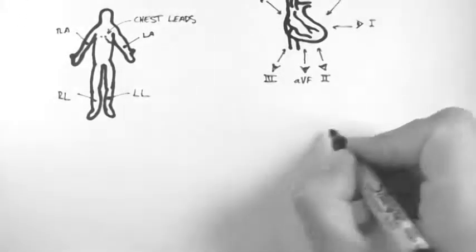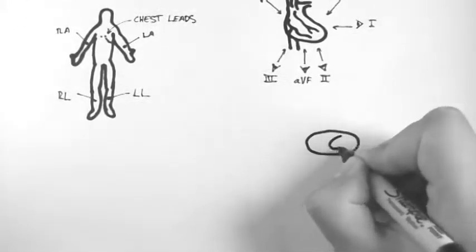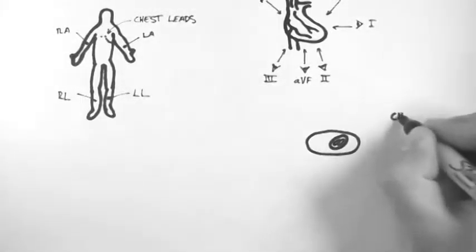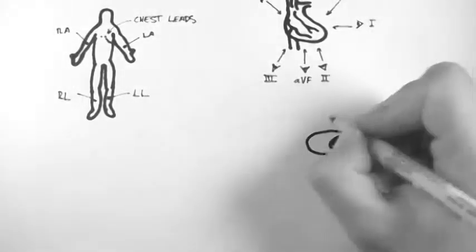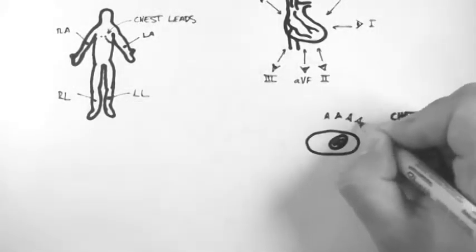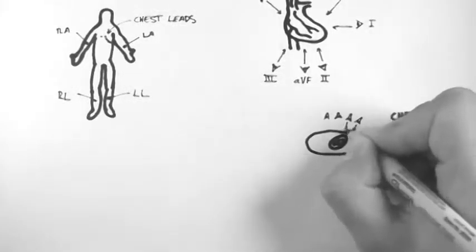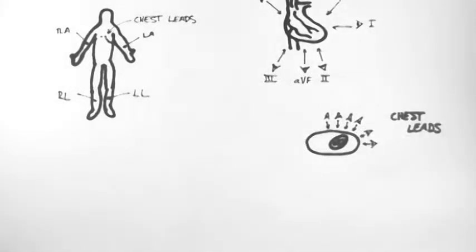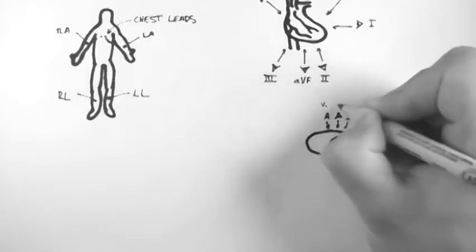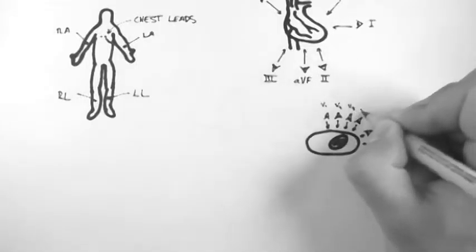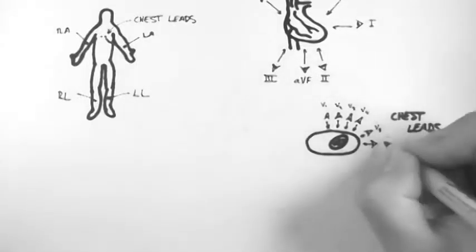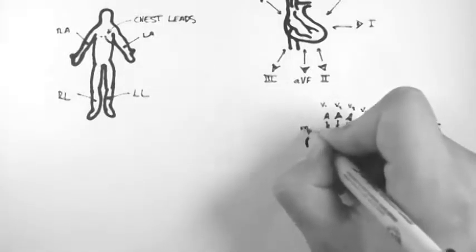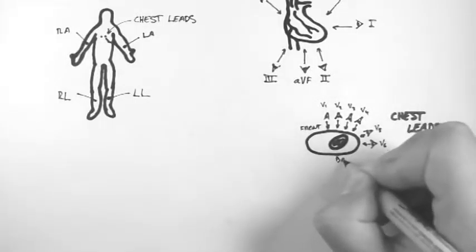The chest leads look at the heart in a transverse plane. So again, these work like little eyes that each look at the heart from a different angle. These are labelled much more simply. They're called V1, V2, V3, V4, V5, and V6. And that's the front and the back of the torso.